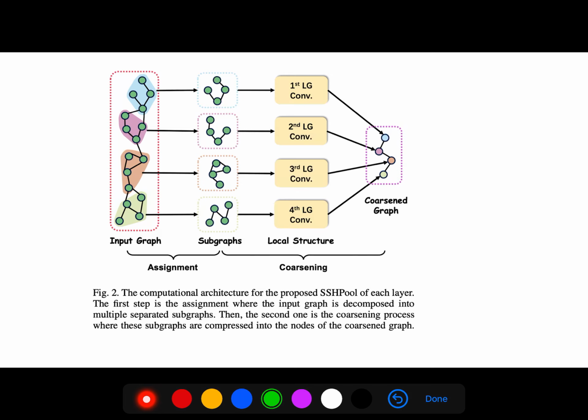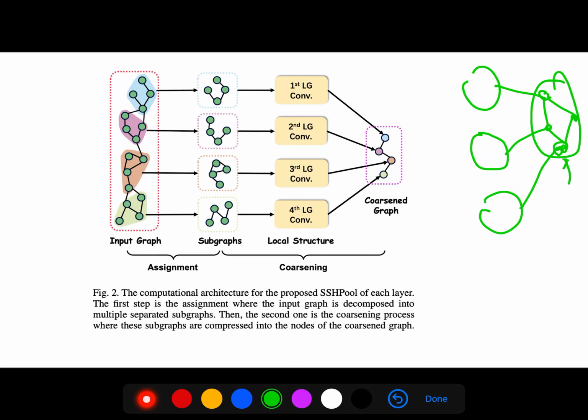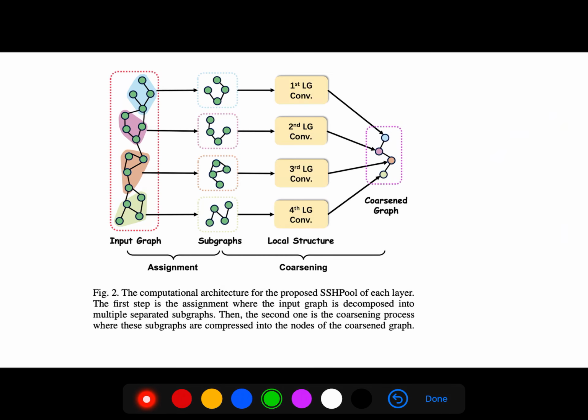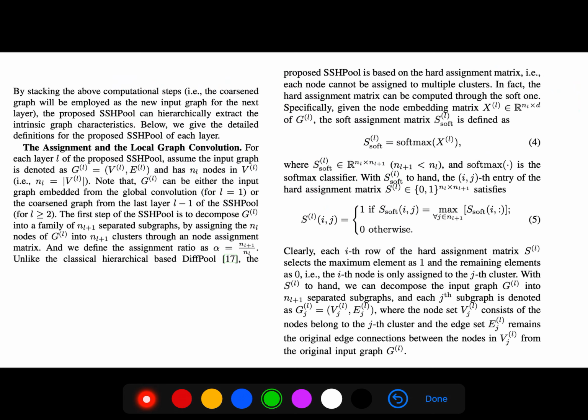Let's have a reflection on this. It's like doing global pooling on local subgraphs. Global pooling of this, global pooling of another subgraph. Then you have a coarsened graph in this way. Then maybe another global pooling on this, then you can classify it. So this is the main motivation and idea of this paper. So the problem is the assignment and the local graph convolution.